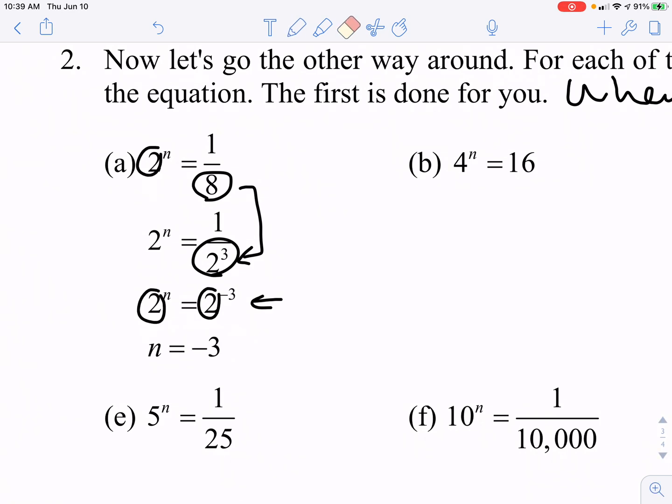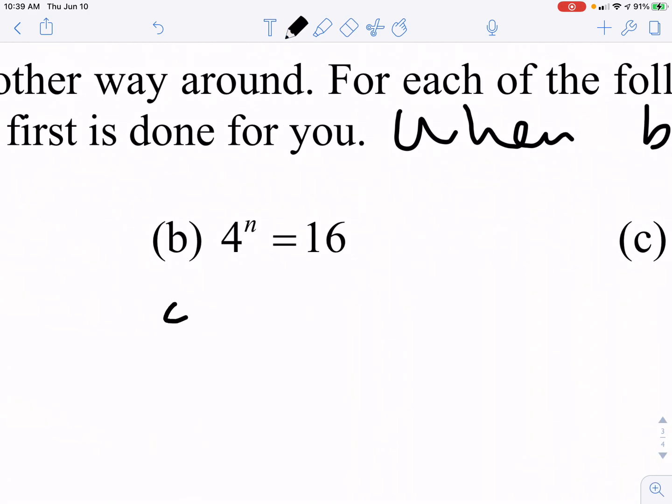So we're going to do that same pattern. Well, 4 to the n, you can write 16 as 4 to the second power. That means n has to equal 2.